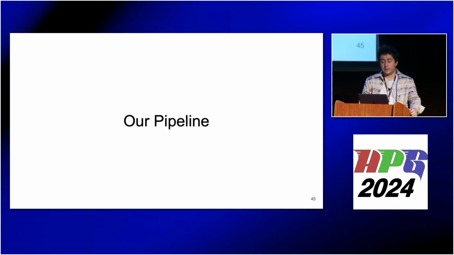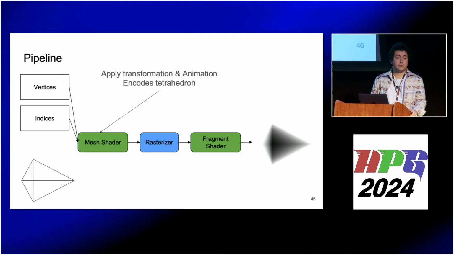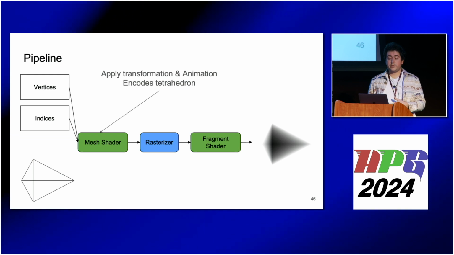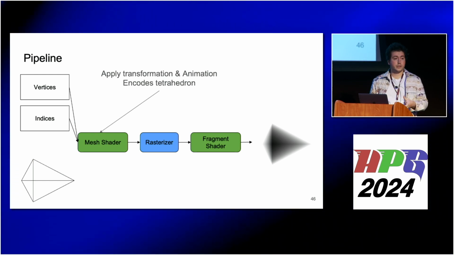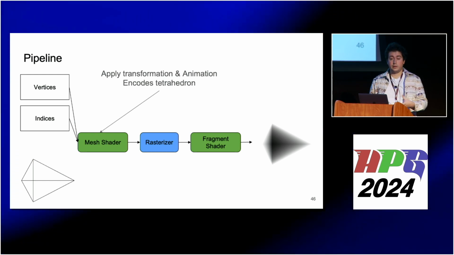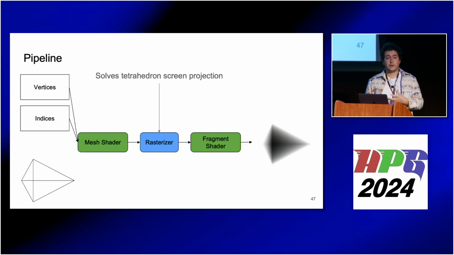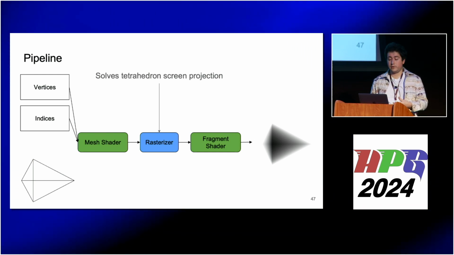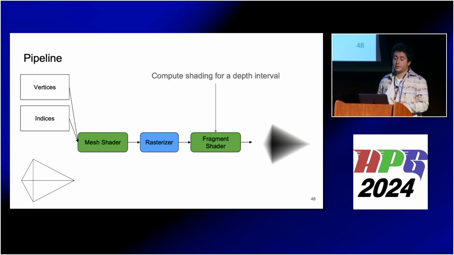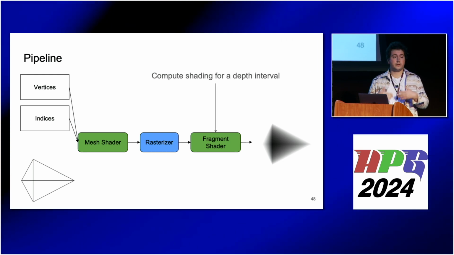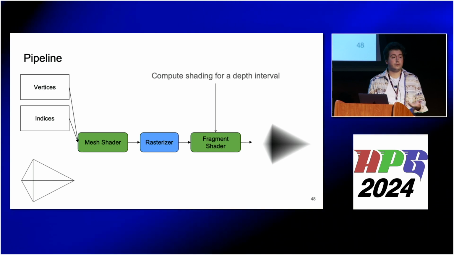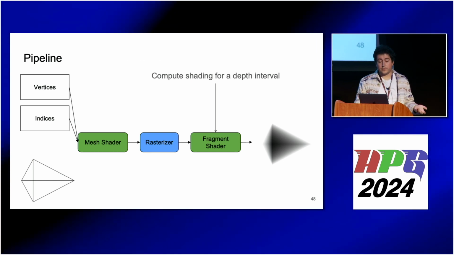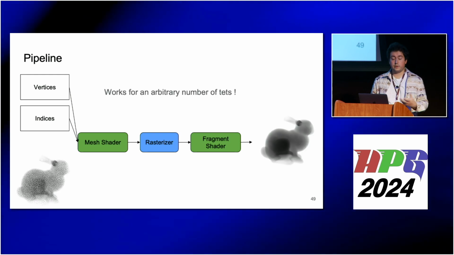Finally, if we summarize our pipeline, as an input, we have vertices and indices that represent the tetrahedron. Then we have the mesh shaders that apply transformation, animation, and then encode the tetrahedron in a way such that the rasterizer will be coerced into solving the screen space projection of the tetrahedron for us. Finally, the fragment shader receives the depth intervals, so the depth of the front and back faces, and can do its shading in this band. So it works for a single tetrahedron, but it also works for an arbitrary number of tetrahedrons.